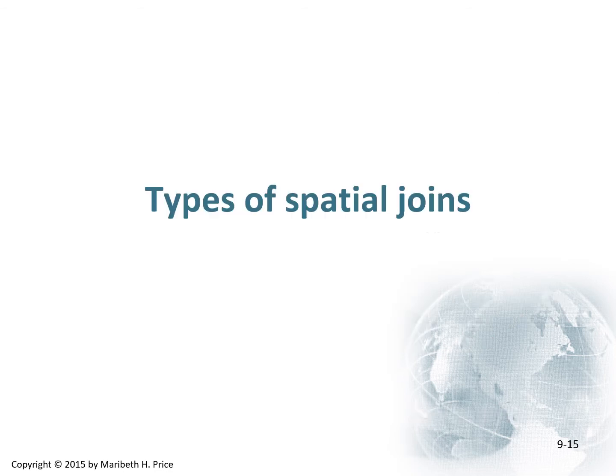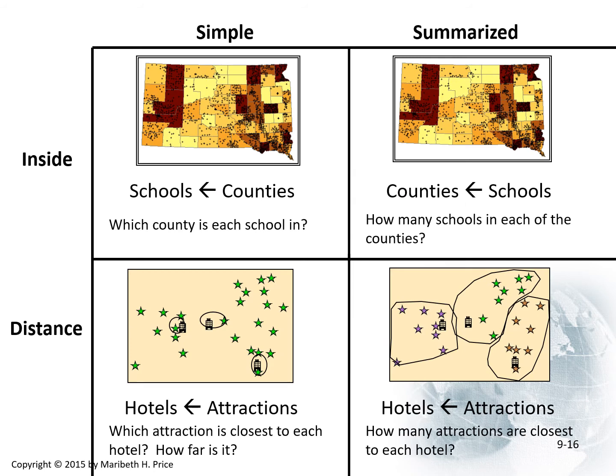Types of spatial joins. This little diagram describes it all. Joins are either simple or they're summarized. They're either inside or they're distance. If something's inside, it's: is this in that? If it's simple, it's one thing inside of one thing. If it's summarized, it's multiple things inside of one thing.